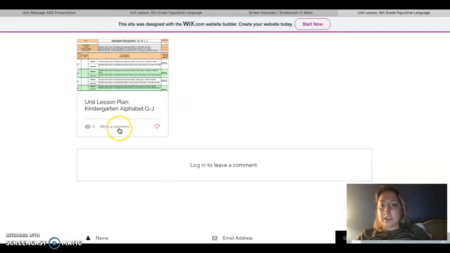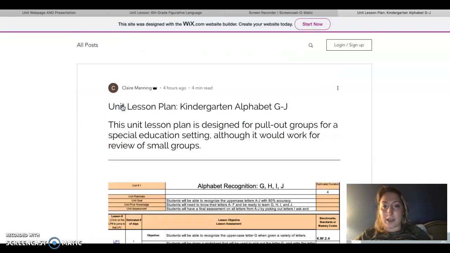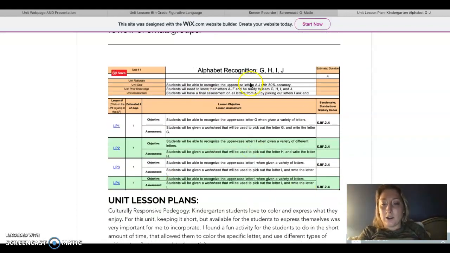If you scroll down, I'm going to show you my unit plan for kindergarten alphabet. This one was important to me because it was designed for a pull-out group for a special education setting, but it would work for a review for small groups or even a whole class setting. You could tailor it to those needs. So here's my overview.